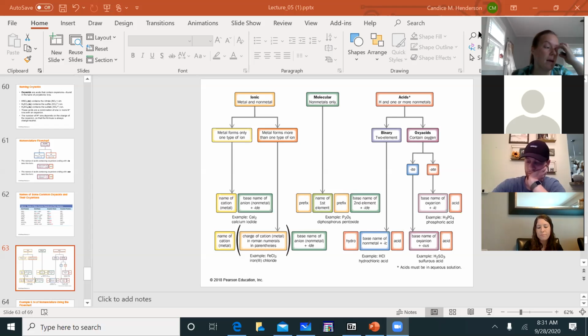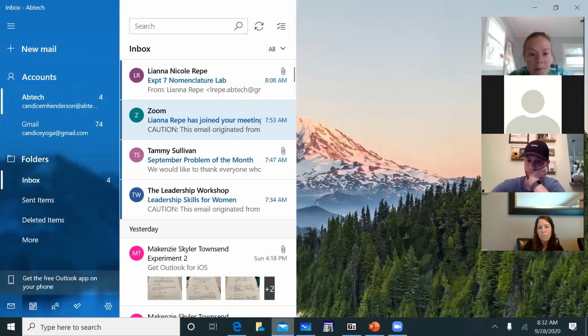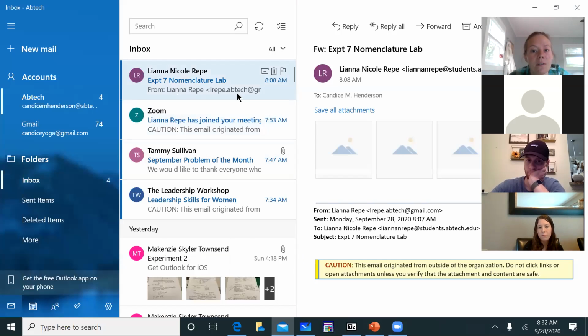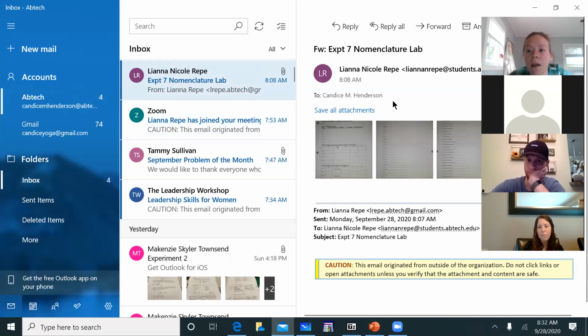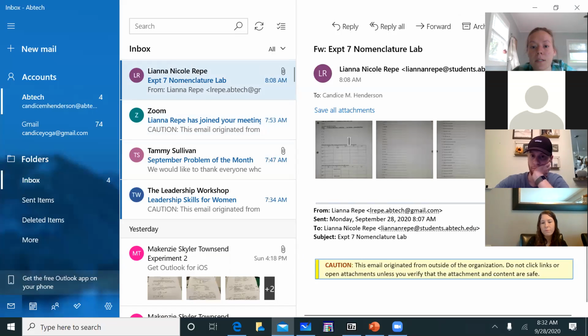So the lab is going to be set up a little bit different than the lecture, in that the lab is everything jumbled together and mixed together. Juliana was nice enough to send me the lab, so I'm going to do that now. There is this first page here.